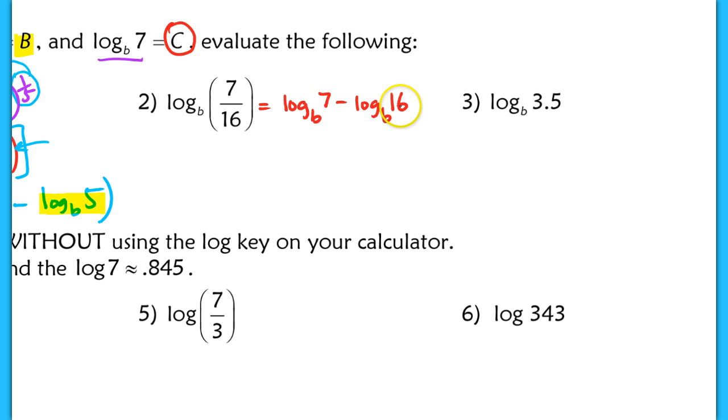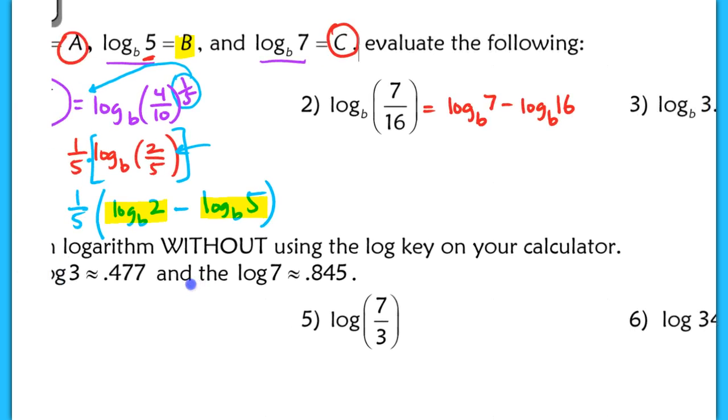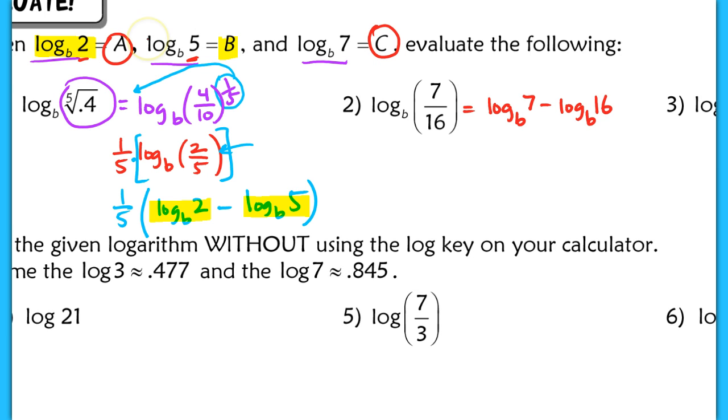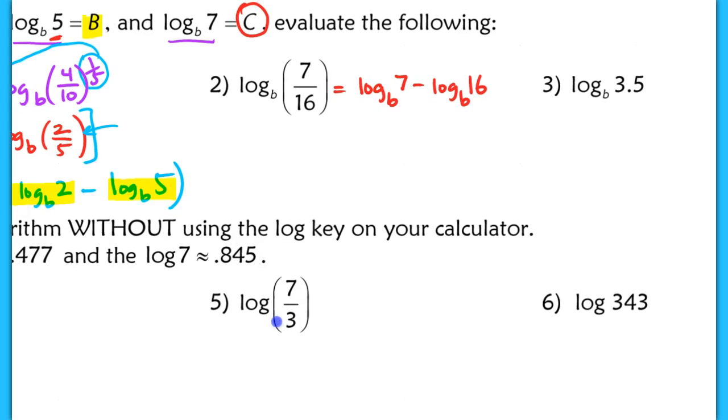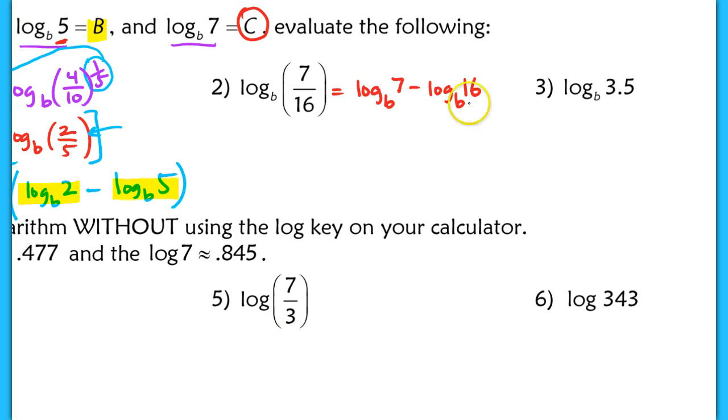Now the log base b of 16 is not 2 and it's not 5 yet, but I can rewrite 16. So we always want to think in terms of trying to rewrite something. Now 16 is 2 to the 4th power. So we have log base b of 7 minus log base b of 2 to the 4th power. These are equivalent to each other.